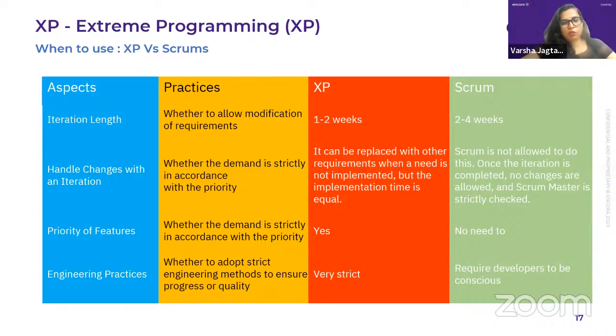Engineering practice: whether to adopt strict engineering methods to ensure progress or quality. It is very strict and requires developers to be conscious. So as I said, in agile or sprint, whenever we are testing something, my test cases should be reviewed by the BA or developer first. They will have a collaborative review of what would be tested, and then they would deliver the solution. But in XP, it is not mandatory. Maybe two developers will do pair programming, do their unit testing, and then give it to an end user or a business user to test.